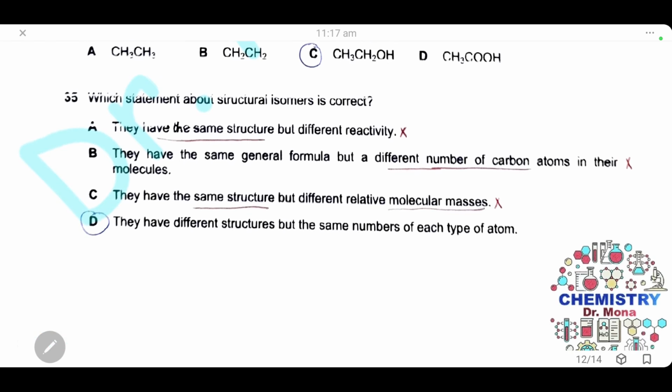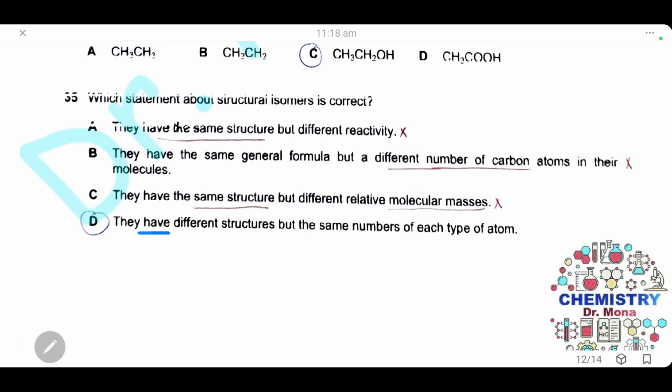Question 35. Which statement about the structural isomers is correct? They have the same structure but different reactivity. Of course, they don't have the same structure. The structural isomers have different structures but the same molecular formula. So statement A is wrong. They have the same general formula but different number of carbon atoms in their molecule. We just said that they have the same molecular formula, so they have the same number of carbon atoms.